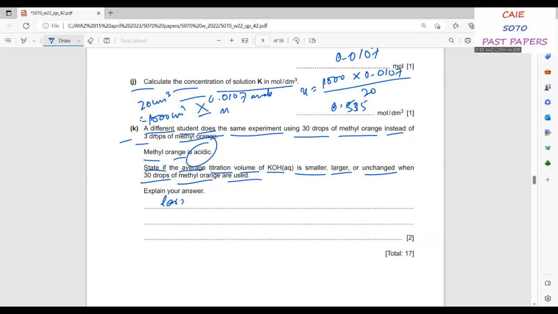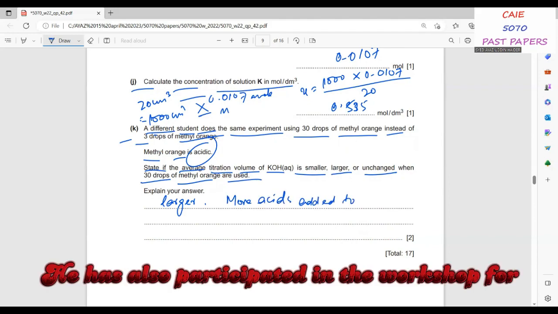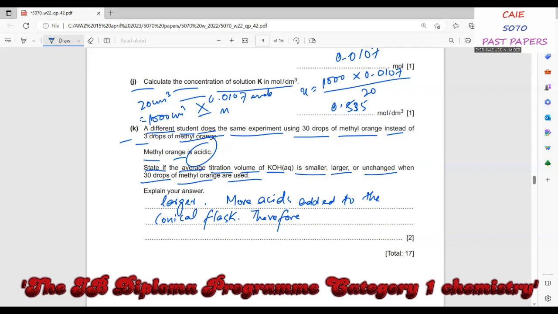because the concentration of the acid increases. More acid is added to the conical flask. Therefore, a higher volume will be required. More KOH is required to neutralize.